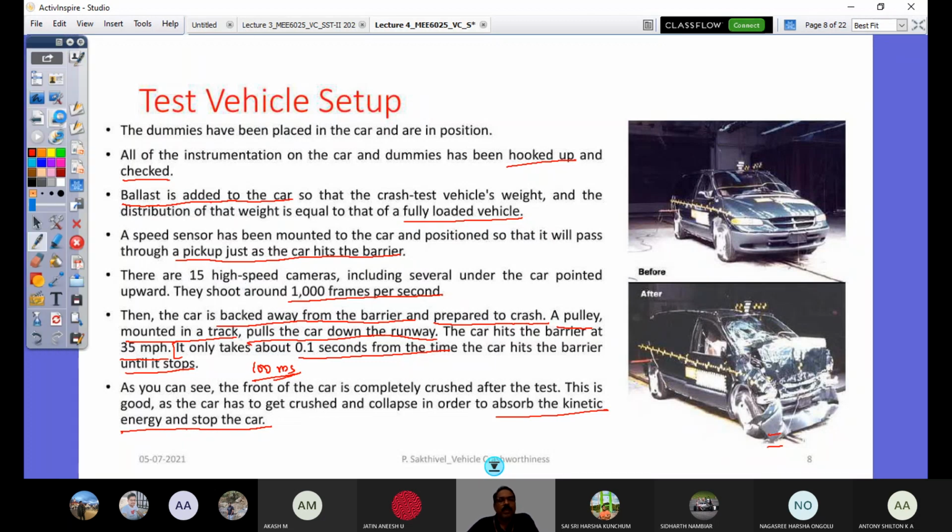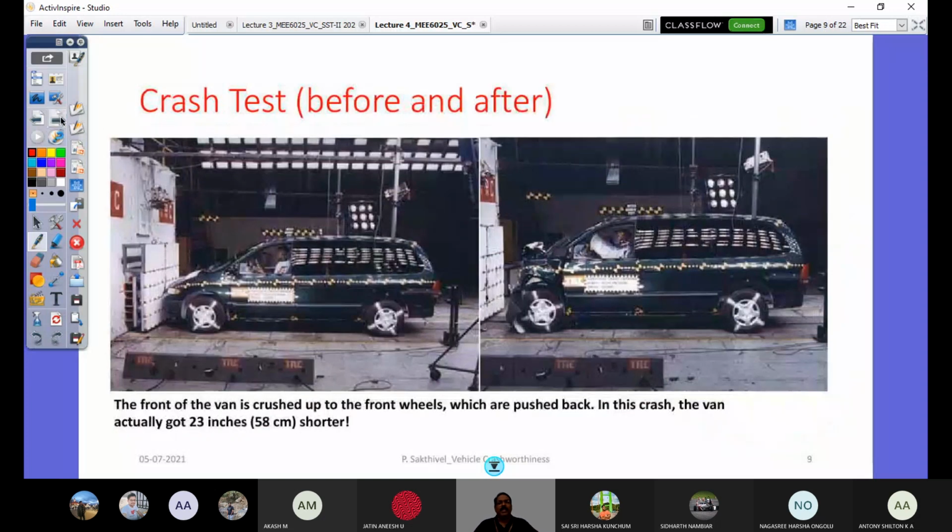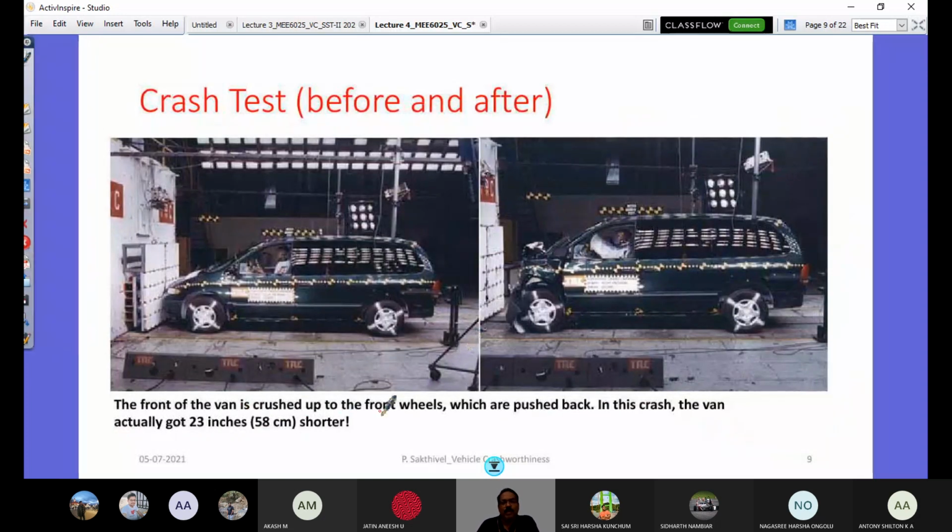Right. So the same test before and after, you see that the front of the van is crushed up to the front wheels. So you can see this entire portion here, whatever is there, it has been crushed till this, and of course there is a displacement of this axle. And you see this here, the complete cabin, and the rest of the vehicle, nothing happened to it. So you could see here.